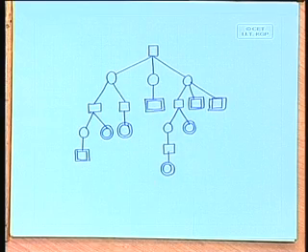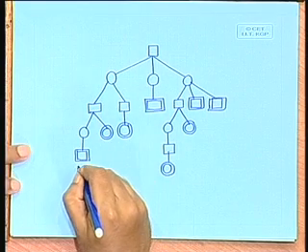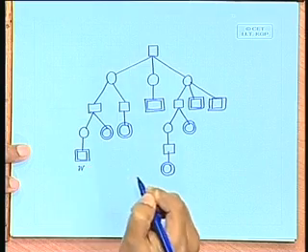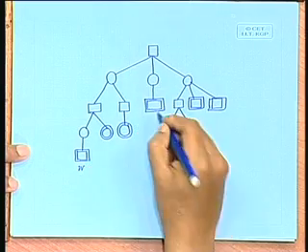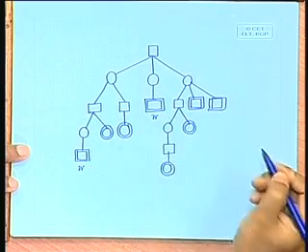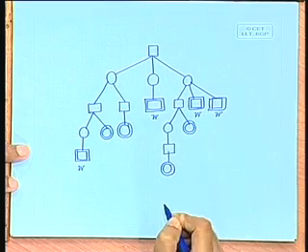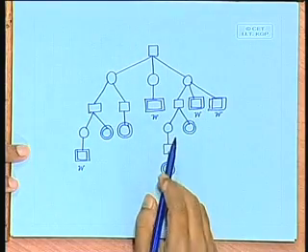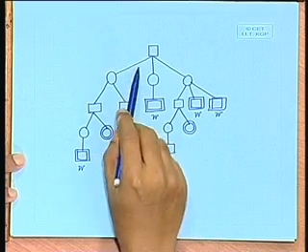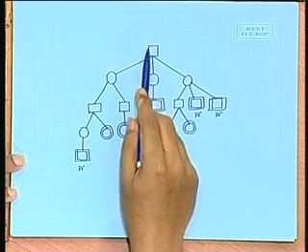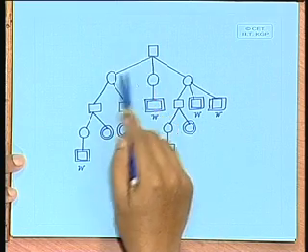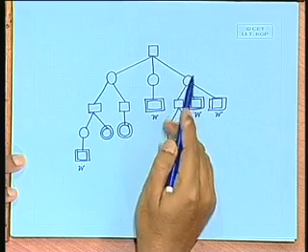Now, let us see, we have a win here for player B, and for player A, we have a win here, a win here, and a win here. Now, our objective is to determine what move we should take at this point.